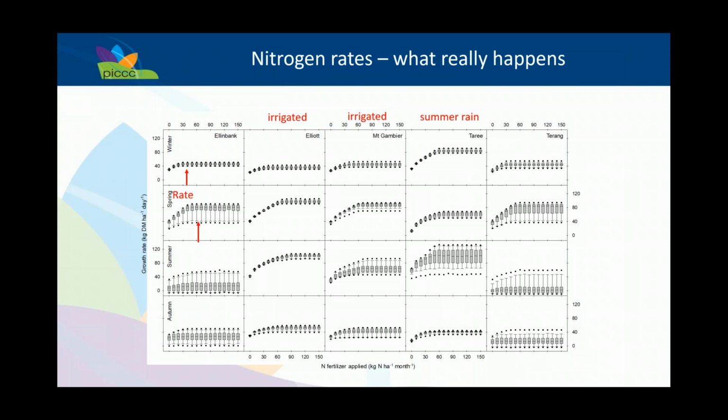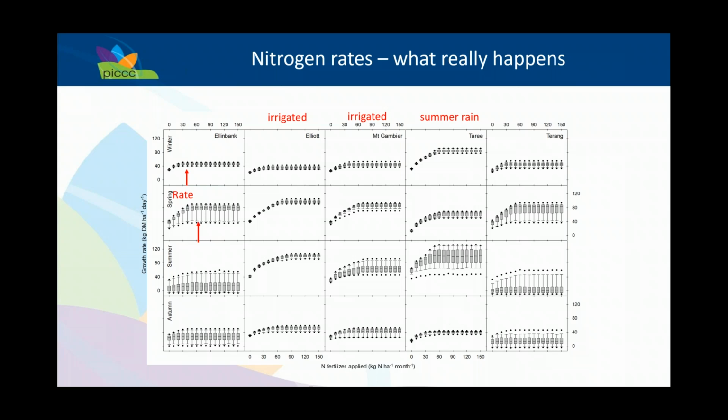So you're starting to see a response up to 50 kilos of nitrogen in spring there. But some years fail, and we know that. Last spring, for example, was a bad year, where we didn't get much rain at Ellenbank to get that response until about November. So there are some years where you get less of a response, but you always get a response to nitrogen.